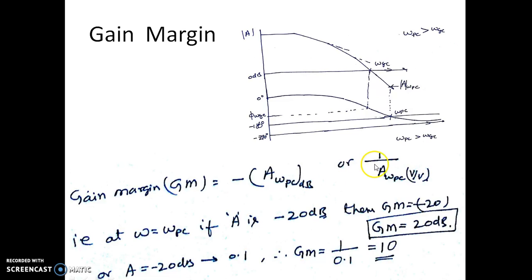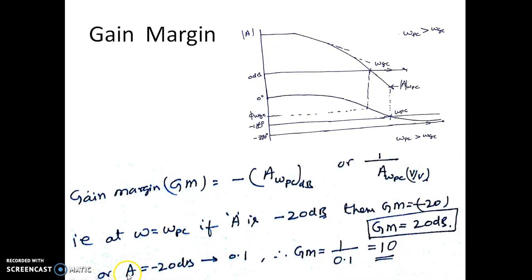Gain margin is given by minus of the magnitude at a frequency corresponding to omega PC, that is, minus of the amplitude at omega equal to omega PC if it is in dBs. If it is in volt per volt, then it should be 1 over the amplitude at omega equal to omega PC. So at omega equal to omega PC, if the amplitude is minus 20 dB, then the gain margin is minus of minus 20, which is plus 20 dB.